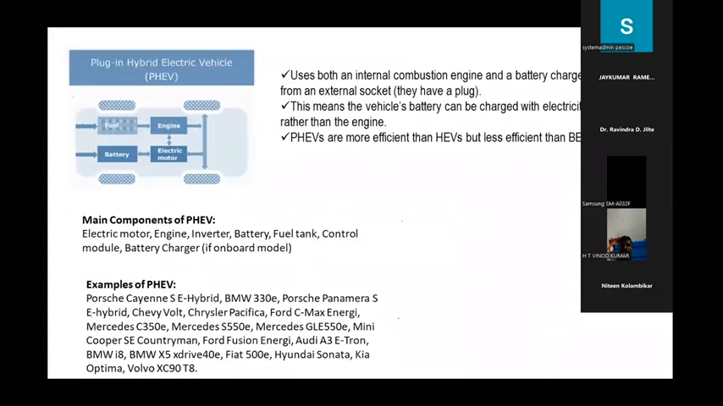Then we have the third category of electric vehicles. We call it a plug-in hybrid electric vehicle, that is called PHEV. In this case, it uses both the IC engine and a battery charged from an external socket. They have a plug, therefore they call it a plug-in hybrid electric vehicle. This means that the vehicle's battery can be charged with electricity rather than by the engine. So PHEVs are more efficient than hybrid electric vehicles, but less efficient than battery electric vehicles.